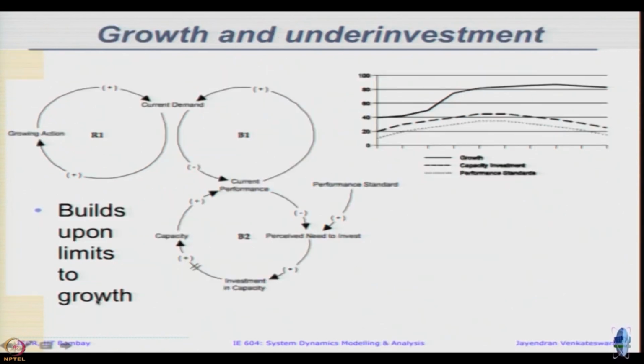Growth and underinvestment builds upon the limits to growth. So, already there is a limit to growth which is happening in this loop here, but based on demand our own growing action gets tapered off. As soon as we start hitting limits, our own capacity investment starts to fall down, and that will put further restrictions on how much we can actually grow, based on the initial shock that we may perceive early on.